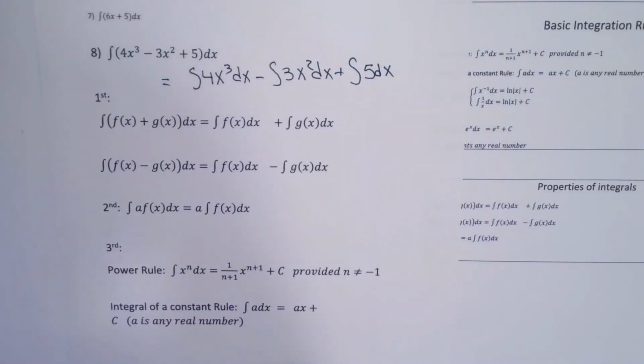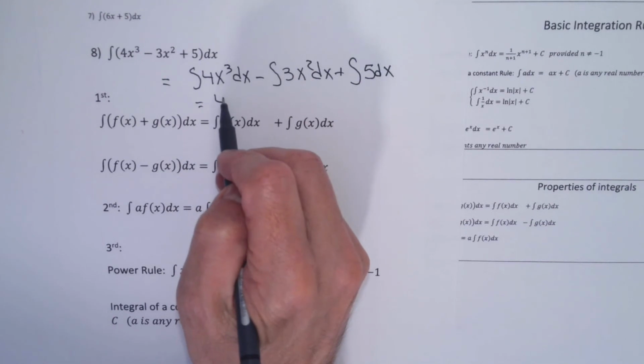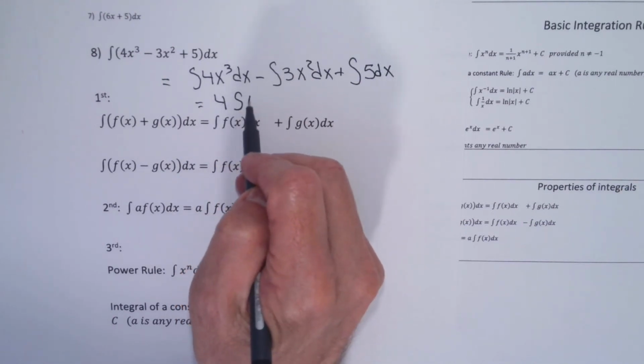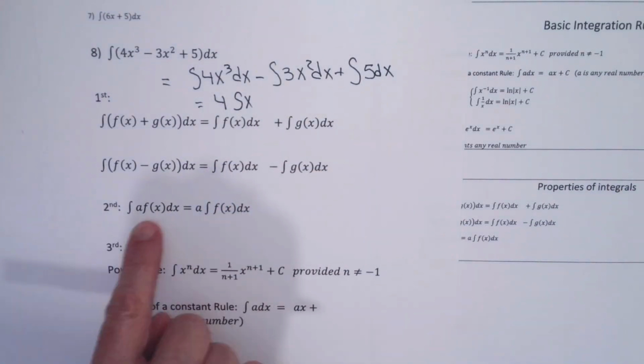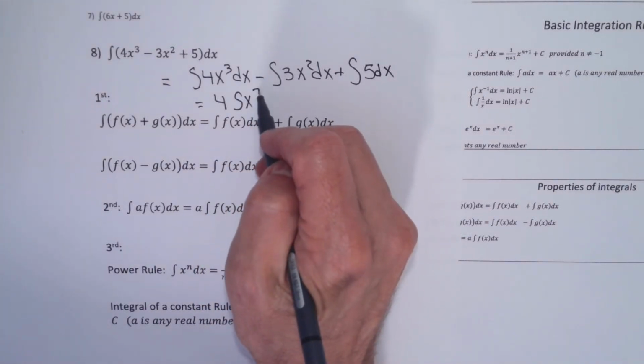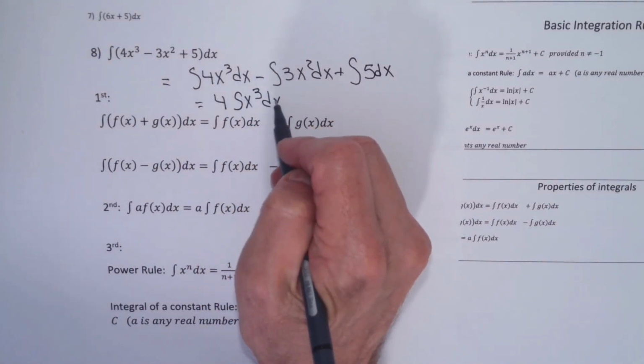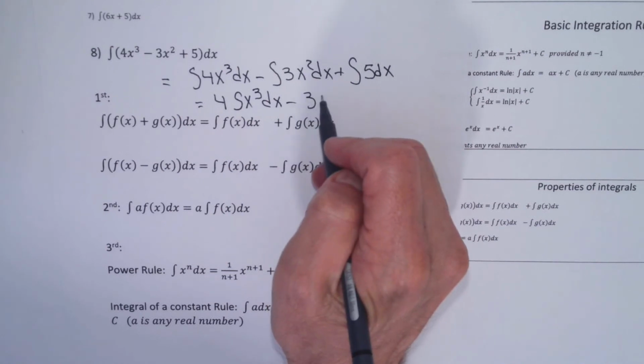So I made multiple integrals, and now I need to pass the coefficients out. So the 4 needs to go in front of its integral. That's using this rule that says if I have a coefficient, I can drag it out and precede the integral sign.